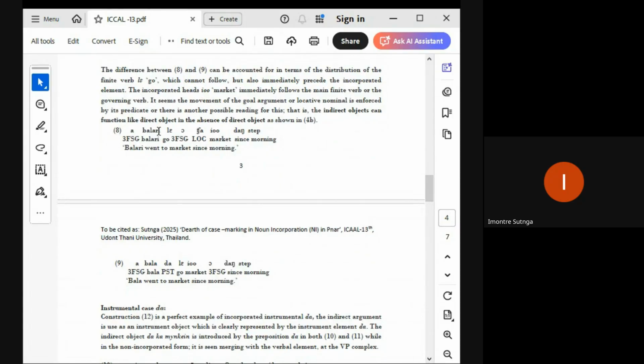Example 8 and 9, abalari le or yodang step. Compare this to example 8 and 9, abala the le yo or dang step. The difference between 8 and 9 can be accounted for in terms of the distribution of the finite verb le. The incorporated head immediately follows the finite verb, the governing verb, that is le in 9. It seems the movement of the goal argument or locative nominal is enforced by its predicate, or there is another possible reading for it: the indirect object can function like the direct object in the absence of a direct object, as in 9.